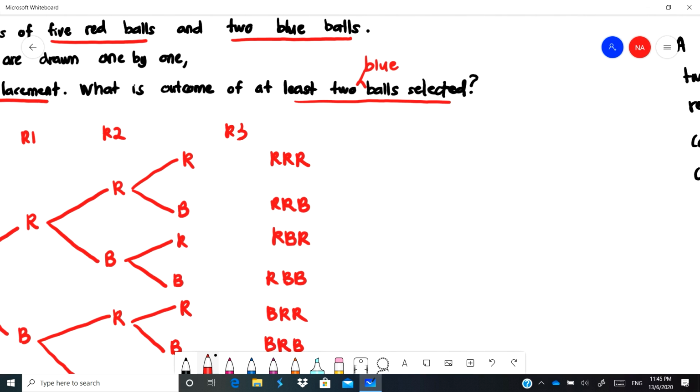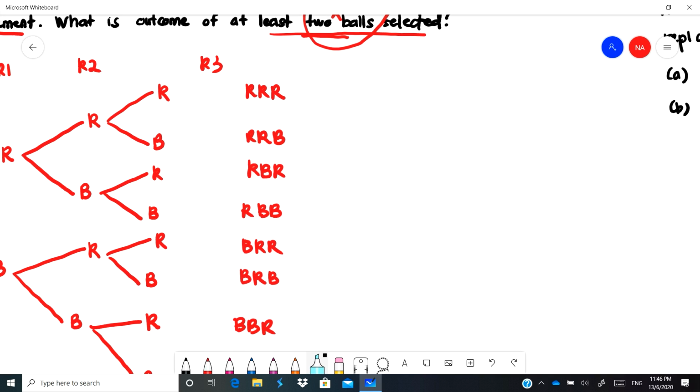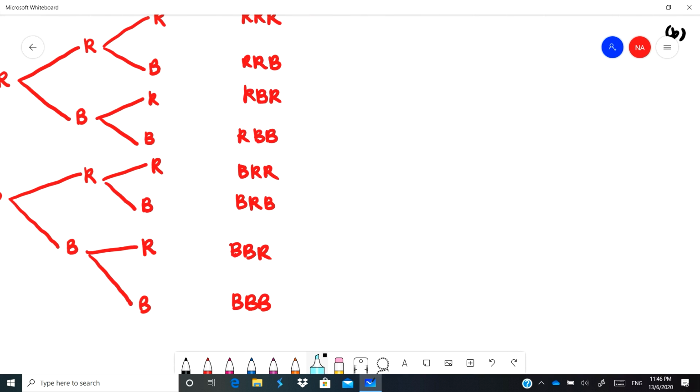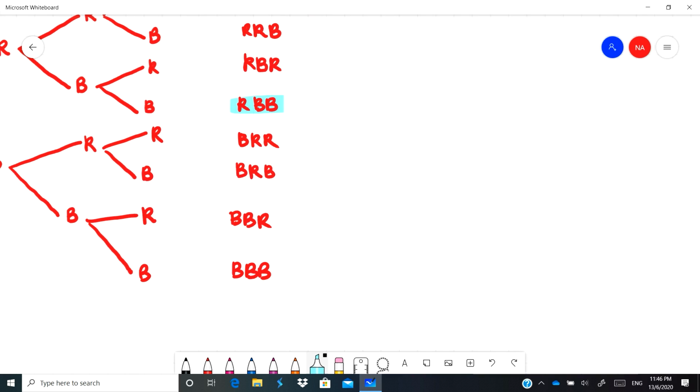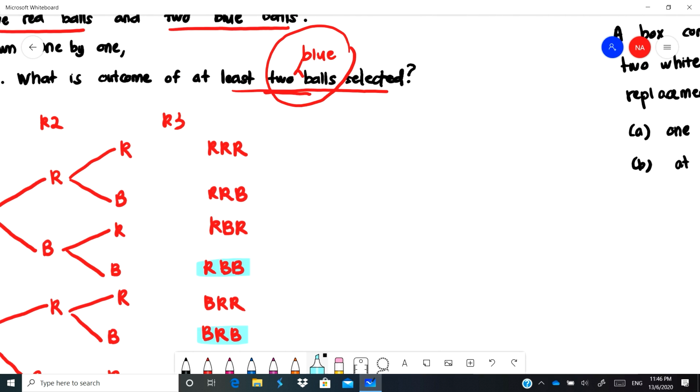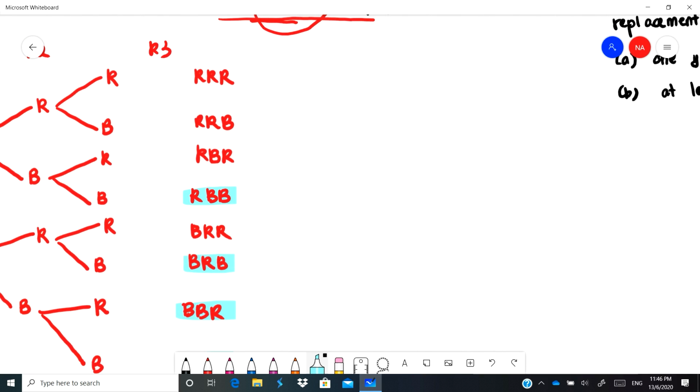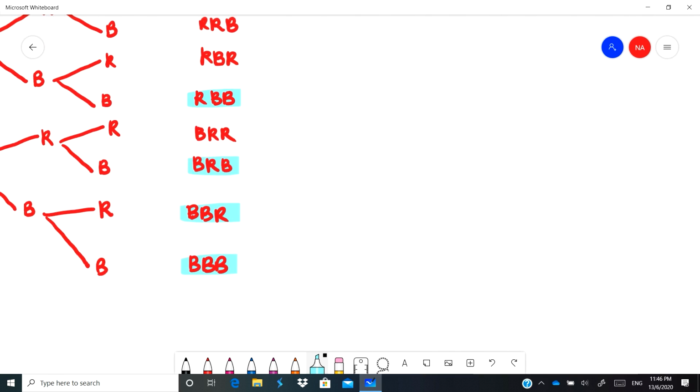But now we want to find the outcome of getting 2 blue balls. We highlight all the possible outcomes for 2 blue balls. This one has 2 blue balls, and also this one, because it says at least, meaning we can have 2 or more blue balls. So there are 4 outcomes there.